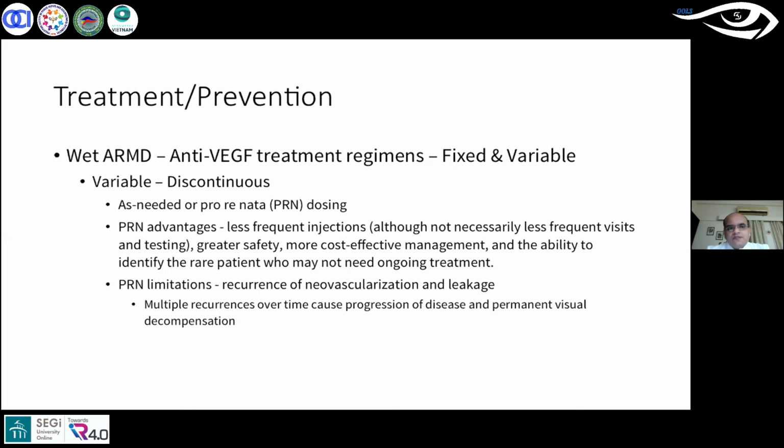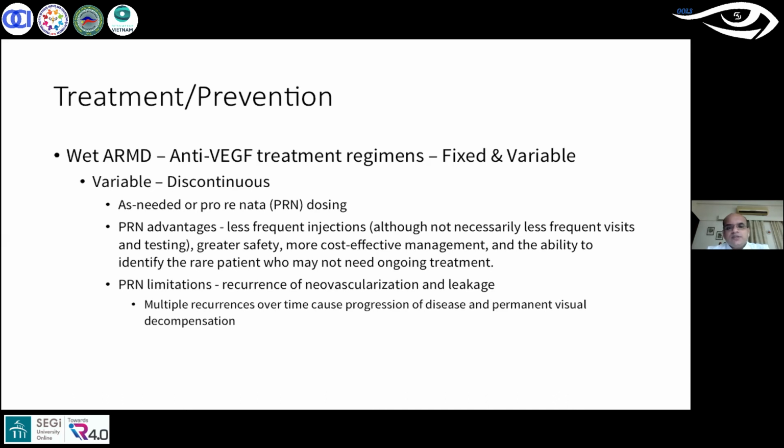So the advantages of PRN dosing are there are less frequent injections, although not necessarily less frequent visits, because the patients do need to come in and we need to do their OCTs to make sure there's no presence of new fluid despite stable vision. There's greater safety because we're not injecting as commonly. It's more cost effective because we're not injecting on a fixed dose. We're injecting if the patient requires the injection based on clinical exam and OCT. And also the ability to identify the rare patient who may not need ongoing treatment.